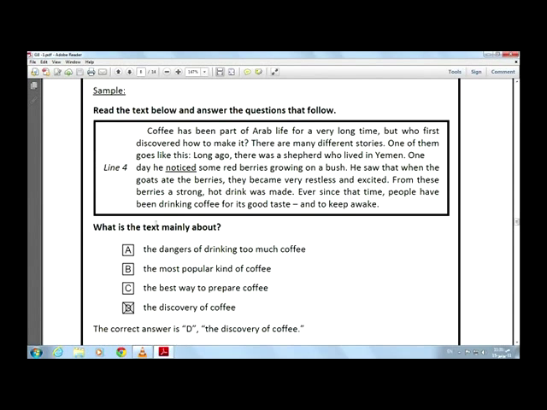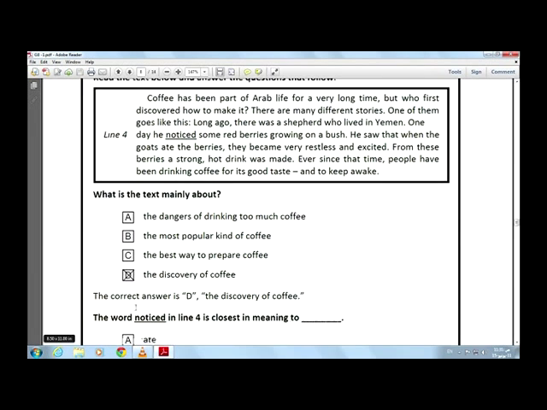What is the text mainly about? You have to decide which is the main idea of the text and choose the correct answer. As we did before, we put X inside the square around the letter. For example, the correct answer is D, so put X inside D.